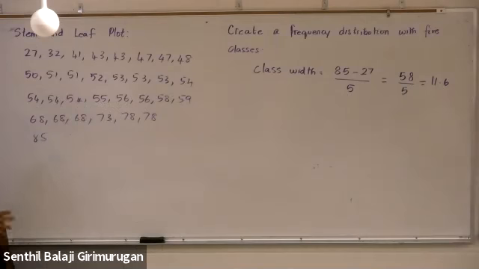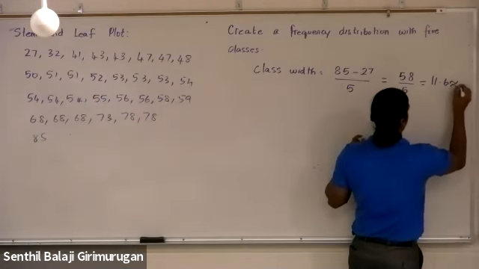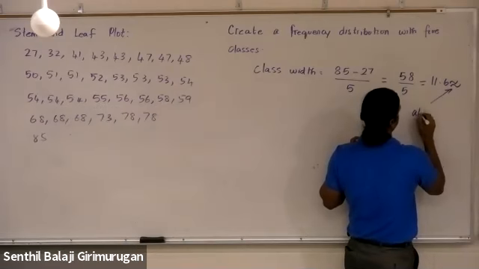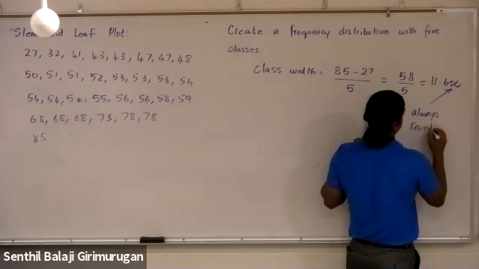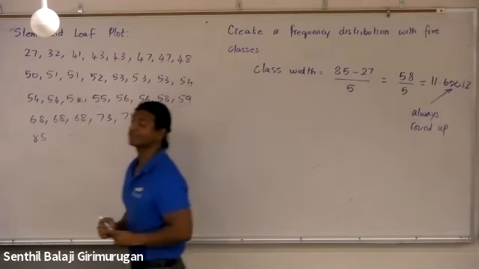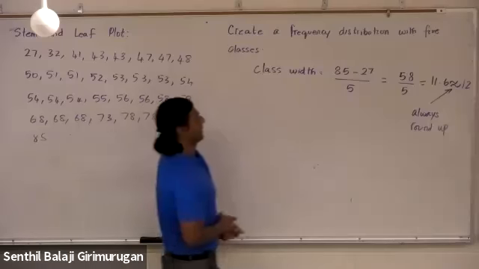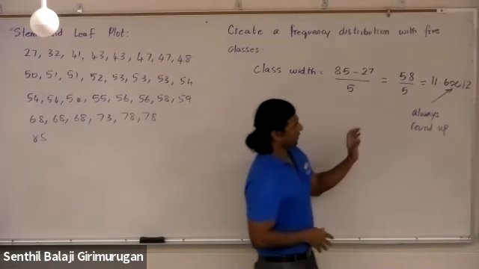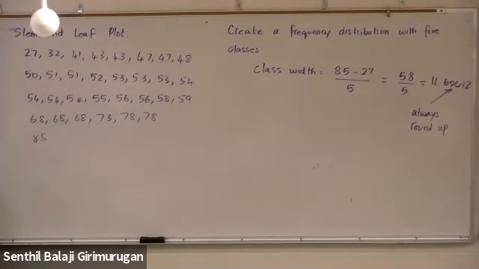Now, the book says always round up. Once again, that is the book's approach. In practice, you can round it to the nearest integer. But we'll stick with what the book says. We have to round up always.